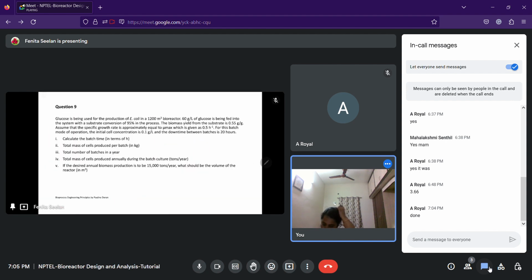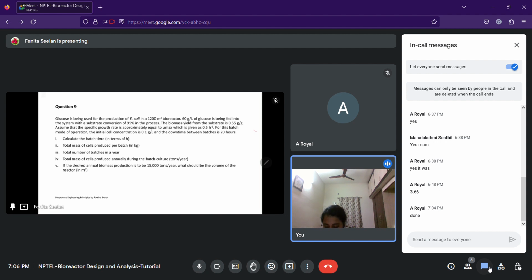Our next problem is glucose being used for the production of E. coli in a 1200 meter cube bioreactor. 60 grams per liter of glucose is being fed into the system with a substrate conversion of 95% in the process. The biomass yield from the substrate is 0.55 gram per gram. Assume that the specific growth rate is approximately equal to mu max, which is given as 0.5 per hour. For this batch mode of operation, the initial cell concentration is 0.1 gram per liter and the downtime between the batches is 20 hours. So calculate the batch time in terms of hours.